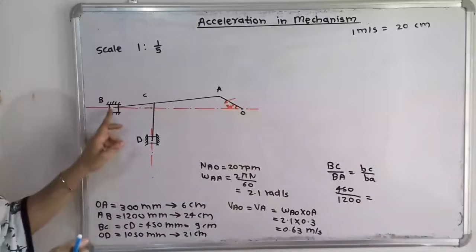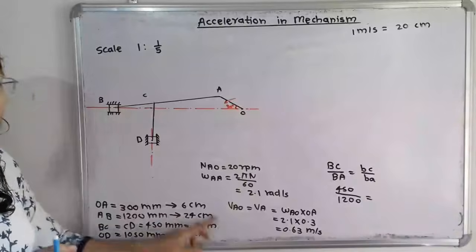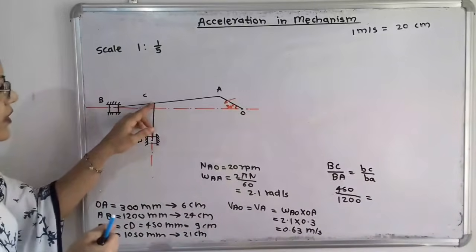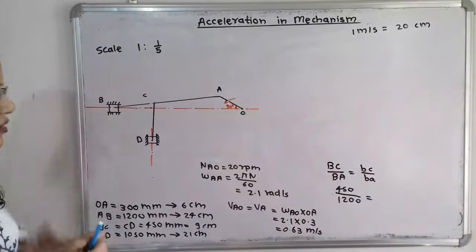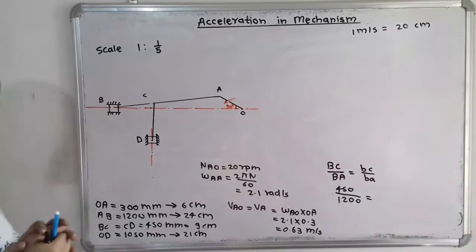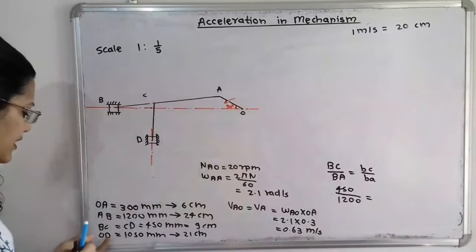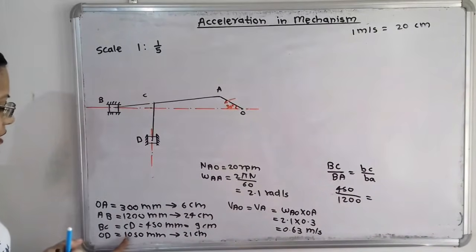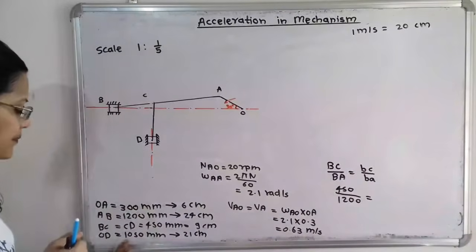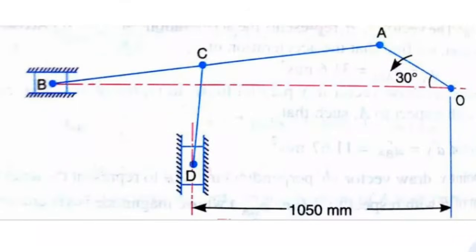Now the distance BC is given. As per scale, 9 cm we have to select the point C, and CD is also 9 cm. But here one condition is given, that the distance from point O to point D is 1050 mm, so we can say 105 cm. As per scale we have to take the horizontal distance between this center and the direction of motion of the slider at point D. So this distance is 21 cm.